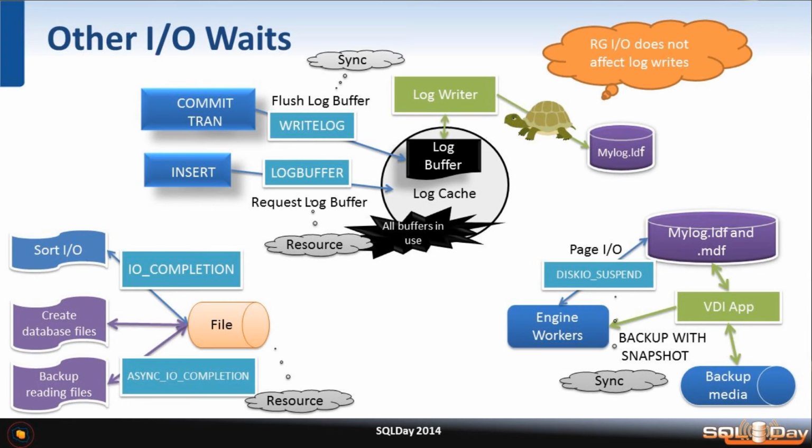And then finally, if you use VDI-based backup solutions, specifically for snapshot backups, VDI being the virtual device interface, which a lot of third-party backup vendors use, we have a synchronization concept involved for snapshot backups, because we have to freeze the I/O or make it quiescent for the database. You'll see the disk I/O suspend wait type show up while we're doing the snapshot backup. If that shows up as a wait type with high wait times, you need to find out why the snapshot backup is taking so long on your server.